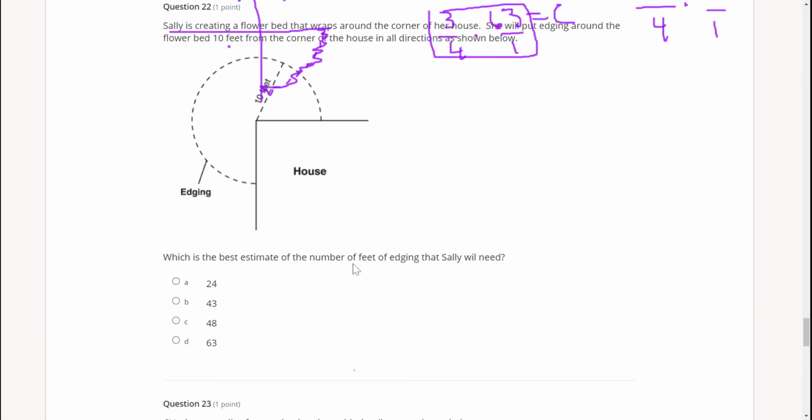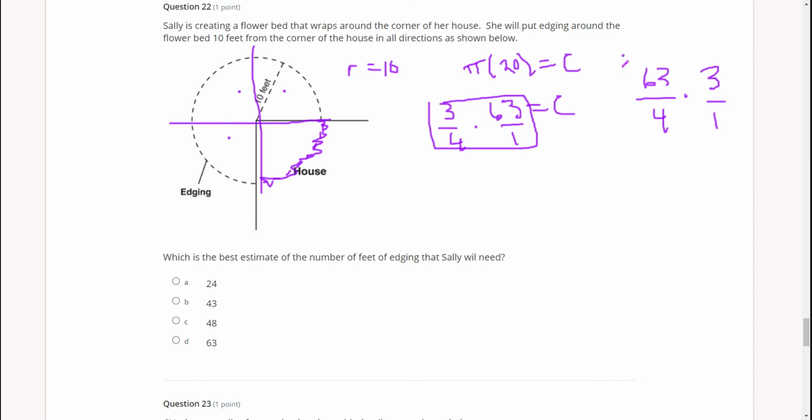Okay, 48. What's 63 times 3 divided by 4? So what did y'all get? 48. We got 97.6, that's not an answer. But that's the closest to 48. No. If the whole circumference is 63 and I want 3/4 of it, 63 times 3/4 is going to be my answer.